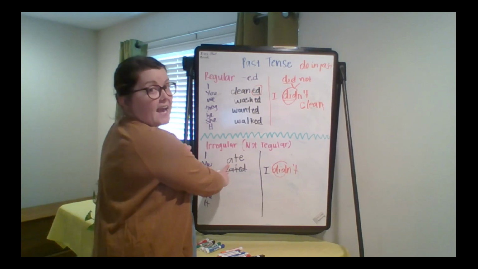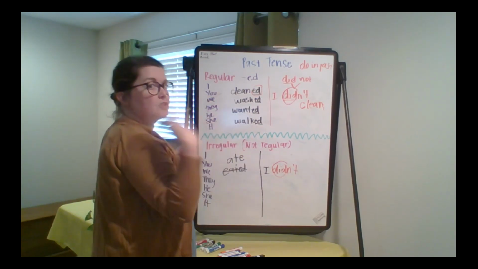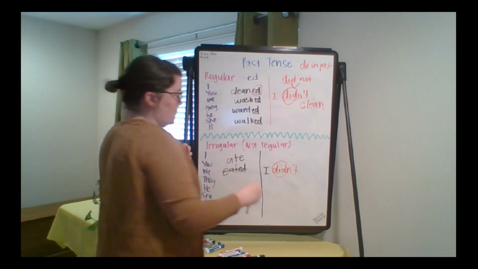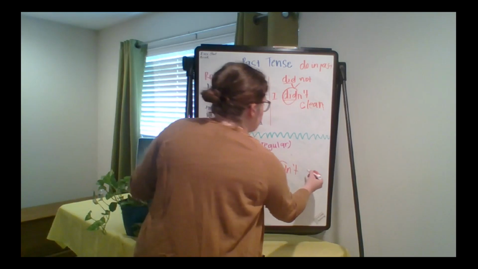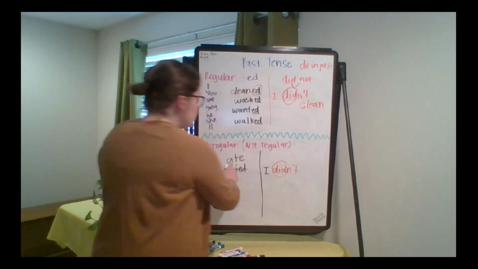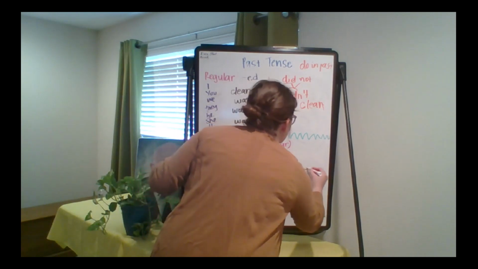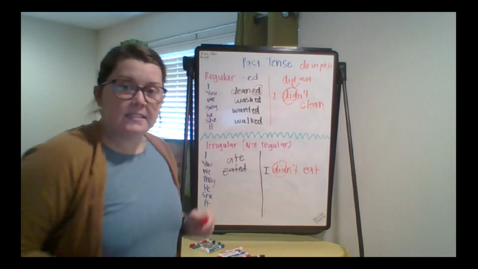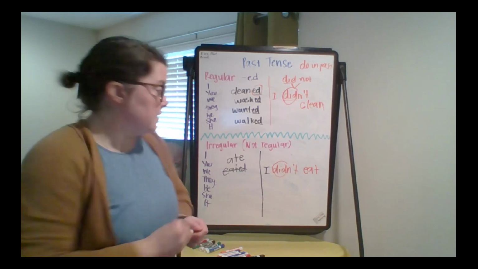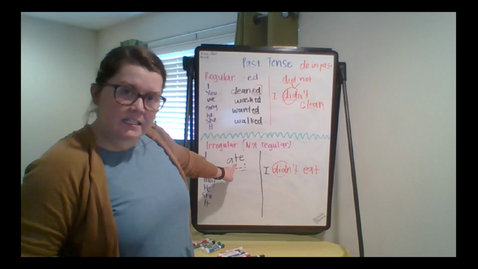We know I ate is past, maybe this morning or yesterday or 2 weeks in the past, okay? So I didn't, your second verb, you don't need it in the past. So your second verb is going to be in the present. I didn't eat. So ate is the past of eat, right?